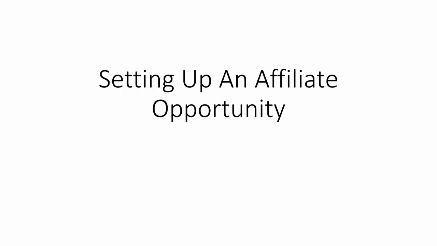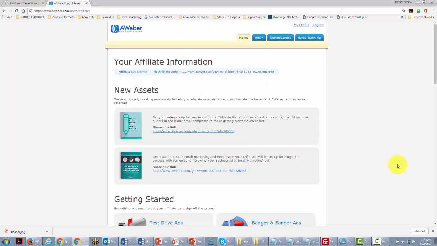Welcome back. Now in this video, we are going to be discussing setting up an affiliate opportunity. You are now looking at the affiliate area for Aweber, an autoresponder company. And the reason that we've come to Aweber is because they have several different kinds of ads for their affiliate program. One of the things that you will notice if you go into the ads area is that they have video ads, they have badges and banner ads.